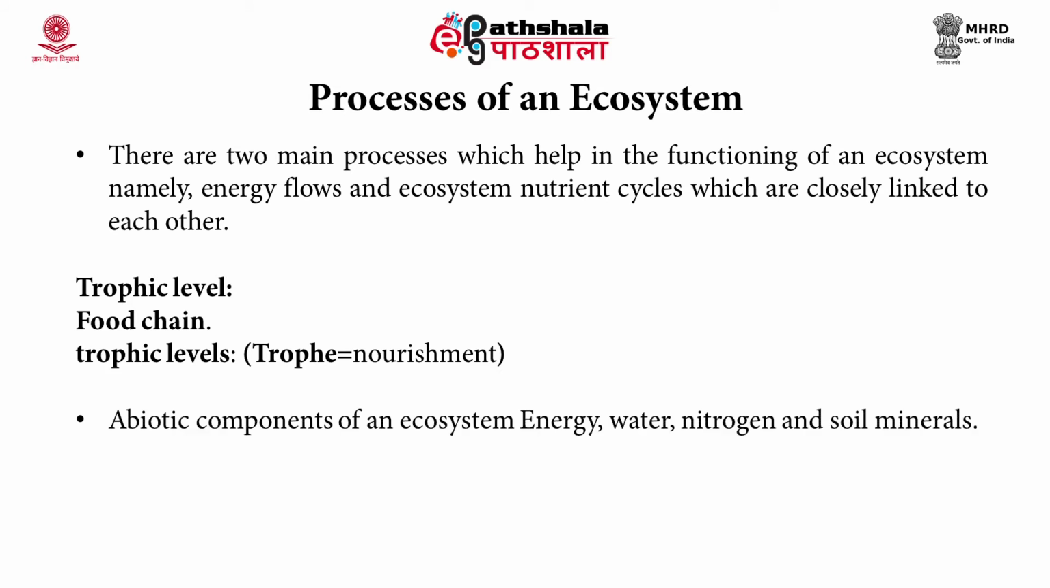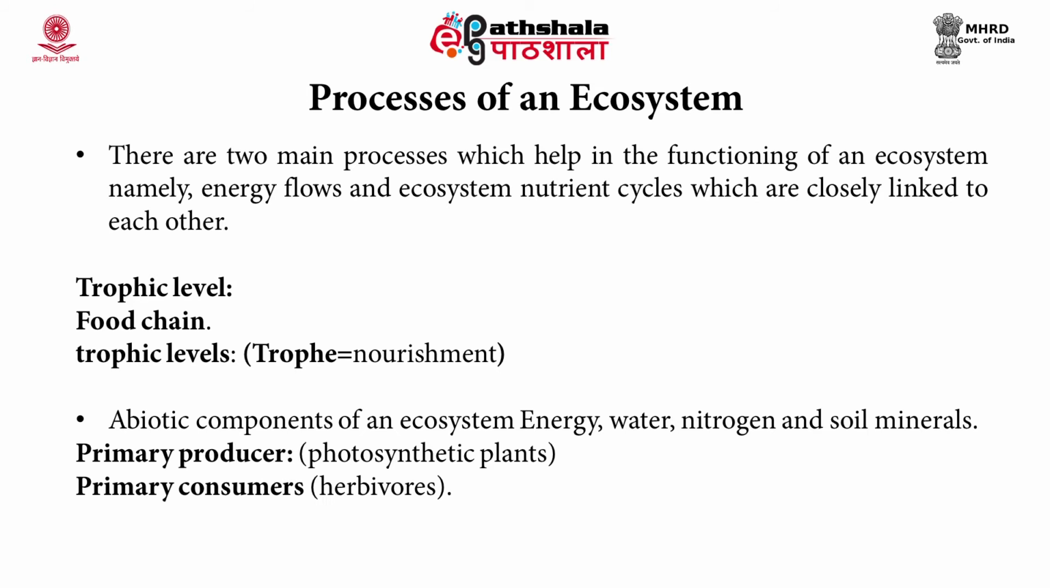Energy, water, nitrogen and soil materials are essential abiotic components of an ecosystem which enter the food chain primarily through the producer. Primary producers such as photosynthetic organisms constitute the base of the food chain. The primary producers are eaten by the primary consumers such as the herbivores. In this manner, the higher level consumers feed on the subsequent lower trophic level until it reaches the organisms at the top of the food chain called the apex consumer.